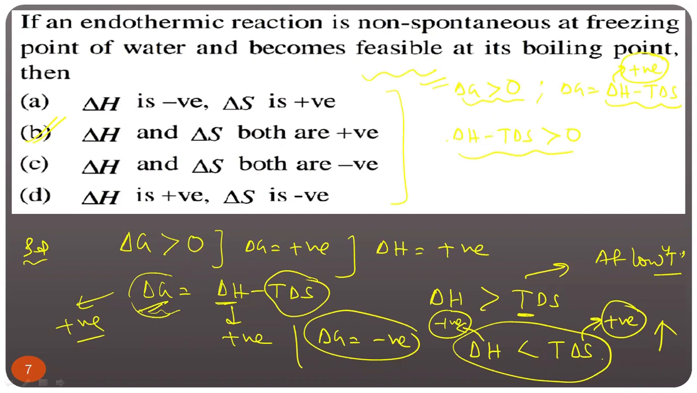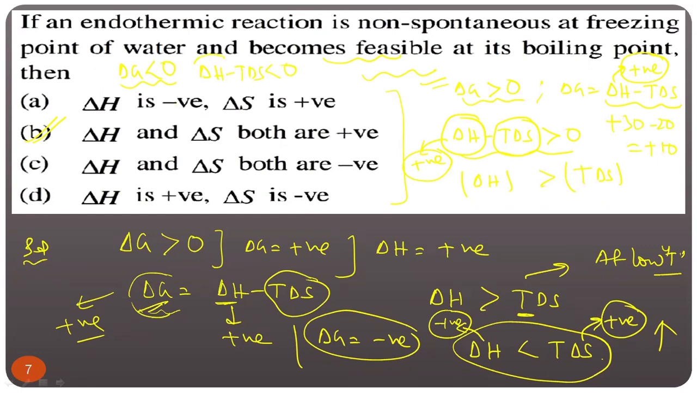The magnitude of delta H should be greater than the magnitude of T delta S, means plus 30 minus 20, then it gives plus 10. Means if it is plus 30, it should be less than plus 30, that is 20. Clear? Now it becomes feasible. Feasible means now we have to change delta G from positive to negative, means in this case delta H minus T delta S less than 0, when it is possible.